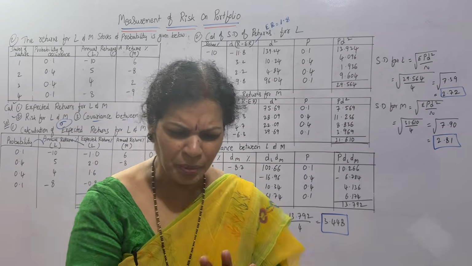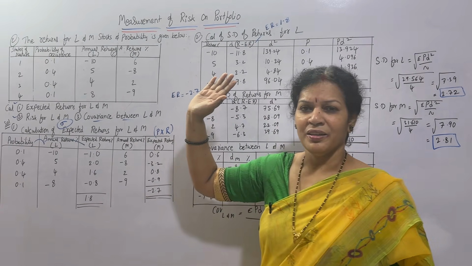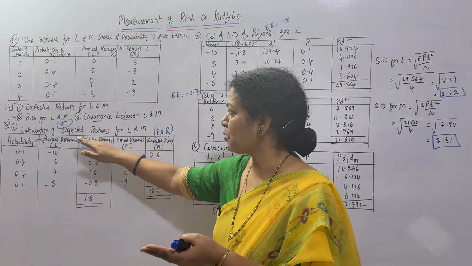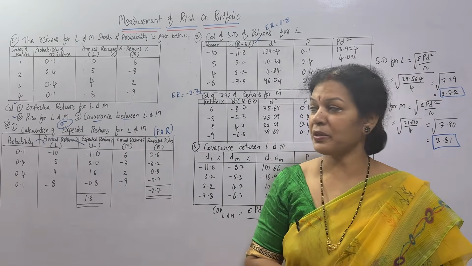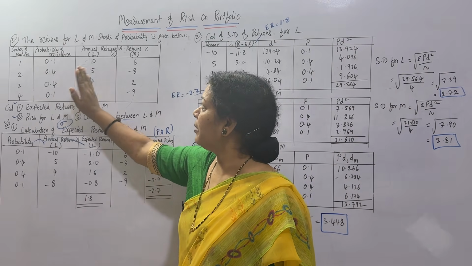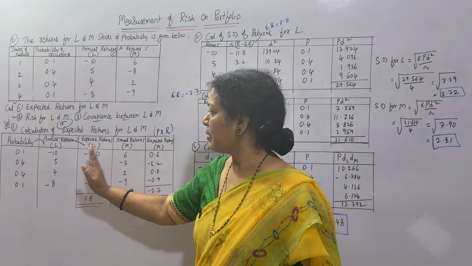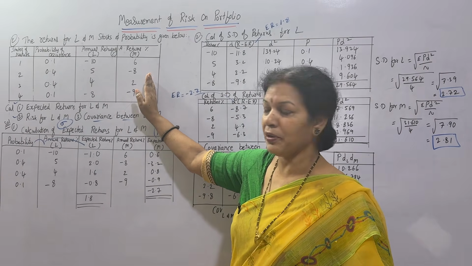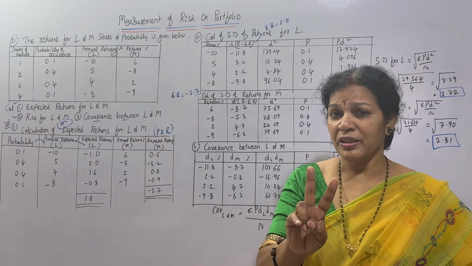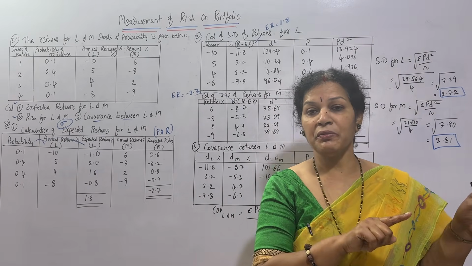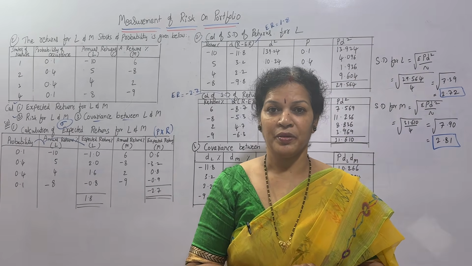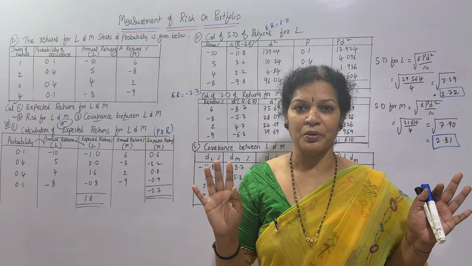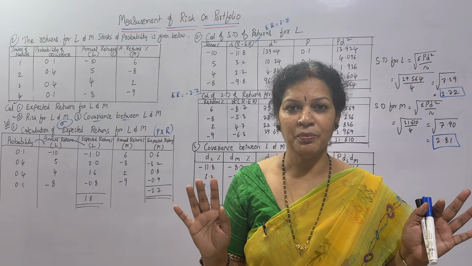Simple, nothing is there. The problem is the same, only the thing is we got the probability, and the important thing is that they are also asking us to calculate the expected returns. Expected returns means probability and returns multiplied together, you got expected returns. In the same way, probability and returns of M multiplied, you got expected returns. These are the two major differences between the previous problem and this problem. Concept is the same, formulas are the same, probability is included. Am I clear on this problem?